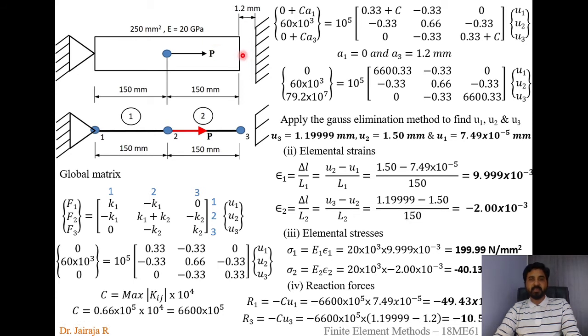Similarly, here there is a restriction at node 3. Here also we can get the reaction. So R3, the reaction at node 3, can be obtained as minus C into U3. Here U3 is 1.199 millimeter and allowed is 1.2 millimeter. So R3 can be calculated as minus C into U3. C value here is, for U3, the obtained value minus the actual value. Then R3 is minus 10.57 into 10 raised to 3 kilonewton.